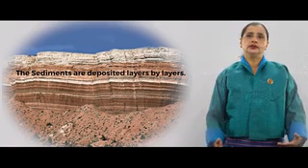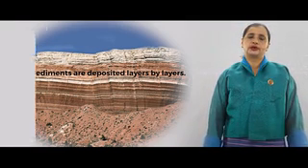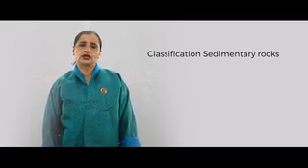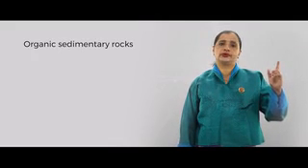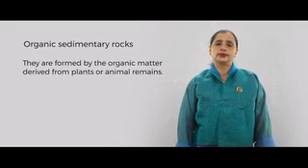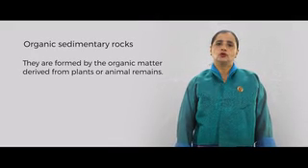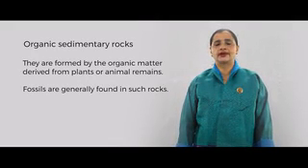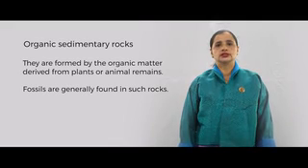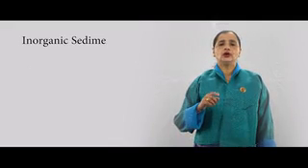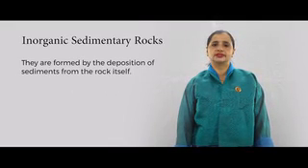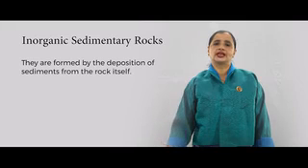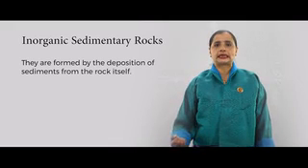Now let us move to the classification of sedimentary rocks. Sedimentary rocks are classified into two in general. Number one, organic sedimentary rocks. These rocks are formed by deposition of bones and skeletons of animals, which means the dead remains of animals. Inorganic sedimentary rocks are formed by deposition of sediments from the rock itself, like sand and clay.